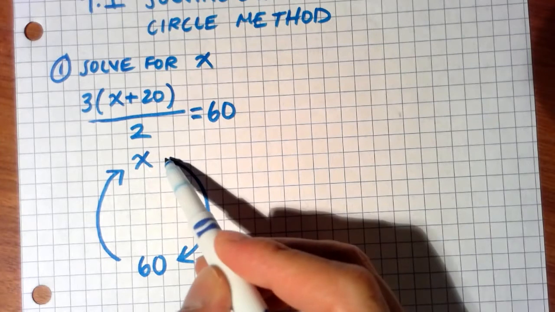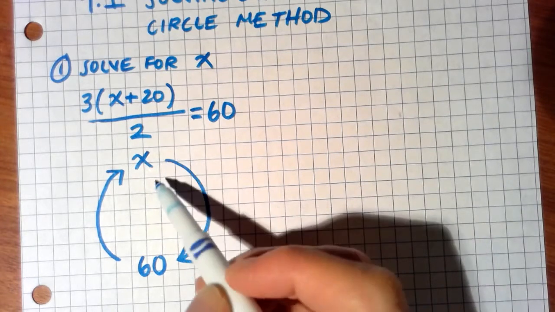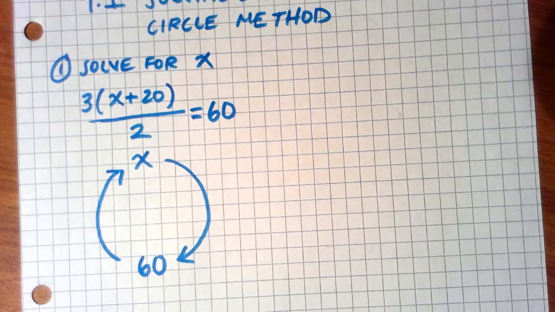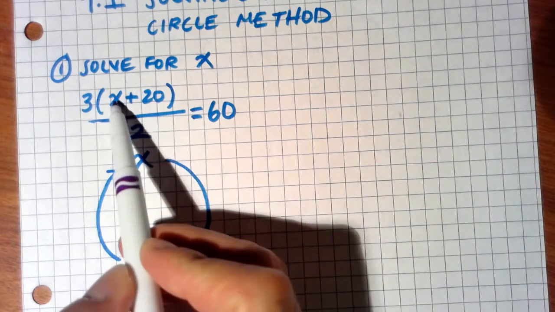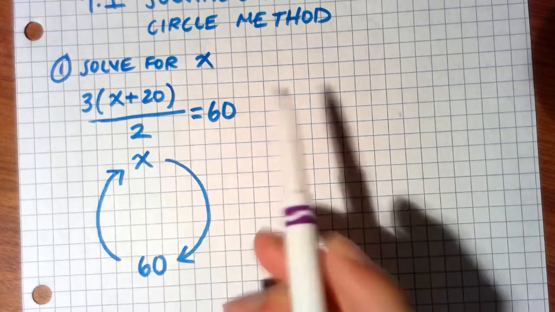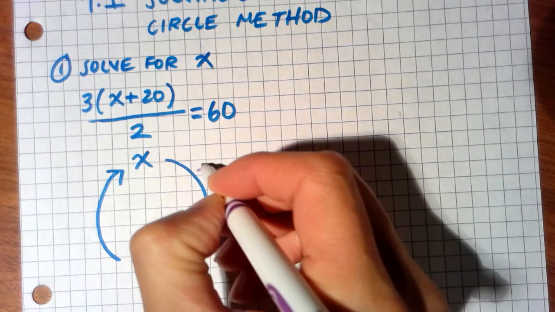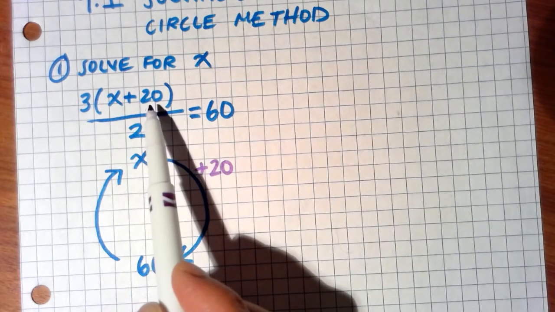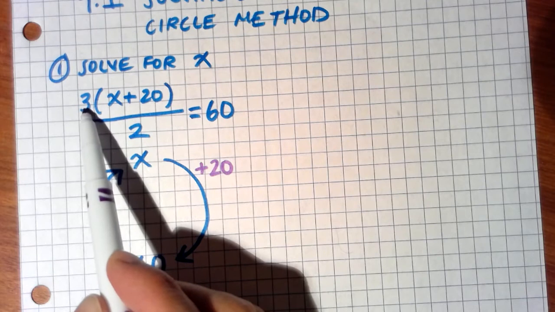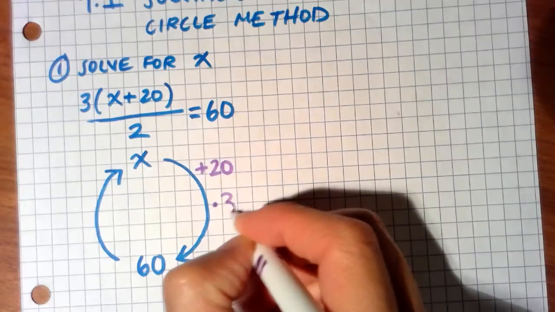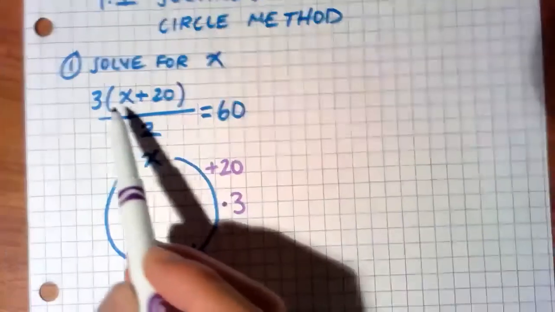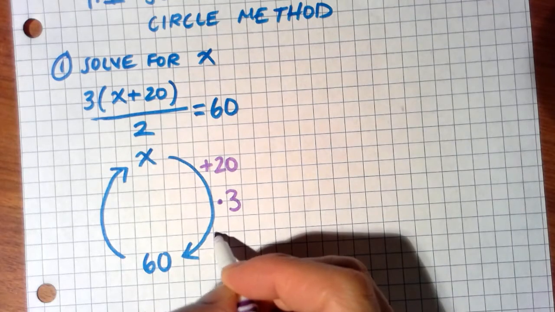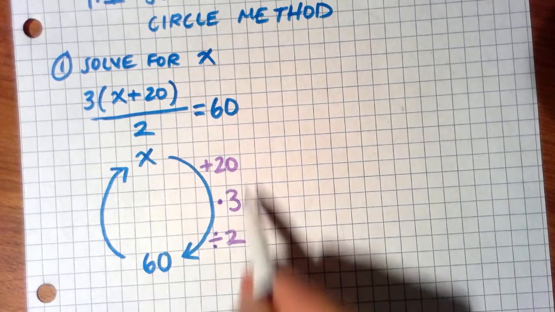And on the right side of the circle, I'm going to write all of the operations that are happening to x in order in the equation. So the first thing that's happening to x is inside the parentheses. We're adding 20 to x, so I'm going to put a plus 20 here. After we add 20 with x, the next thing is all of that's being multiplied by 3. So I'm going to put a times 3 here. After we multiplied everything by 3, the last thing that happens is everything is divided by 2. So I'm going to put a divided by 2 symbol here. And then I get to 60.